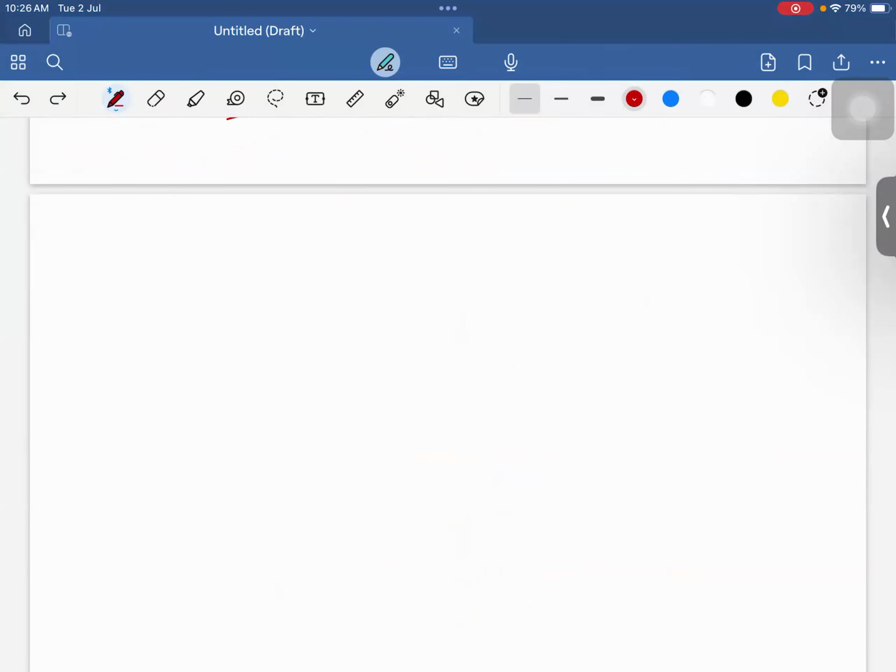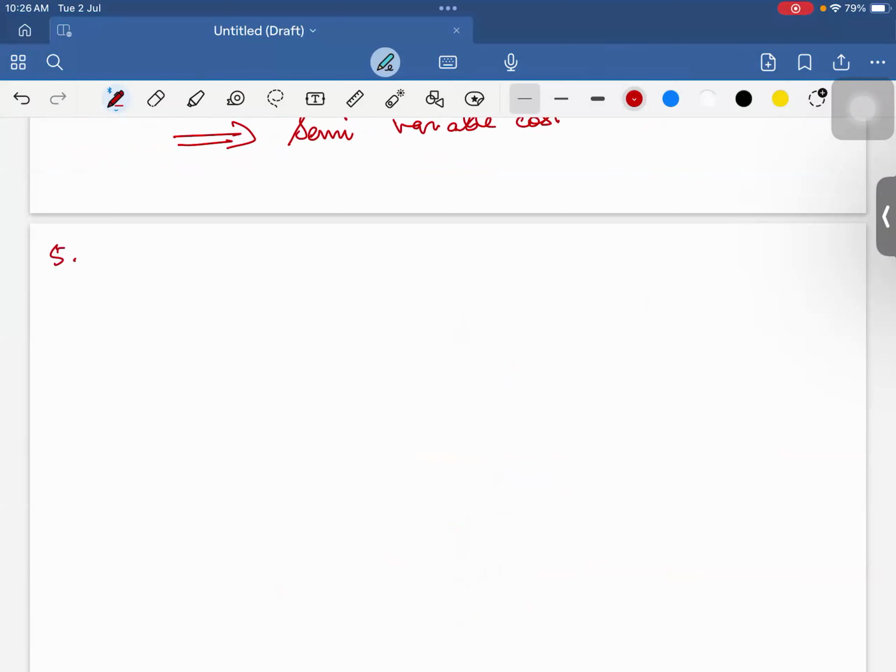Next one, fifth one. On the basis of function. You would have studied MA very long back, right? Yes. So on the basis of function, you're going to divide the cost according to what you do in the organization. Understood?